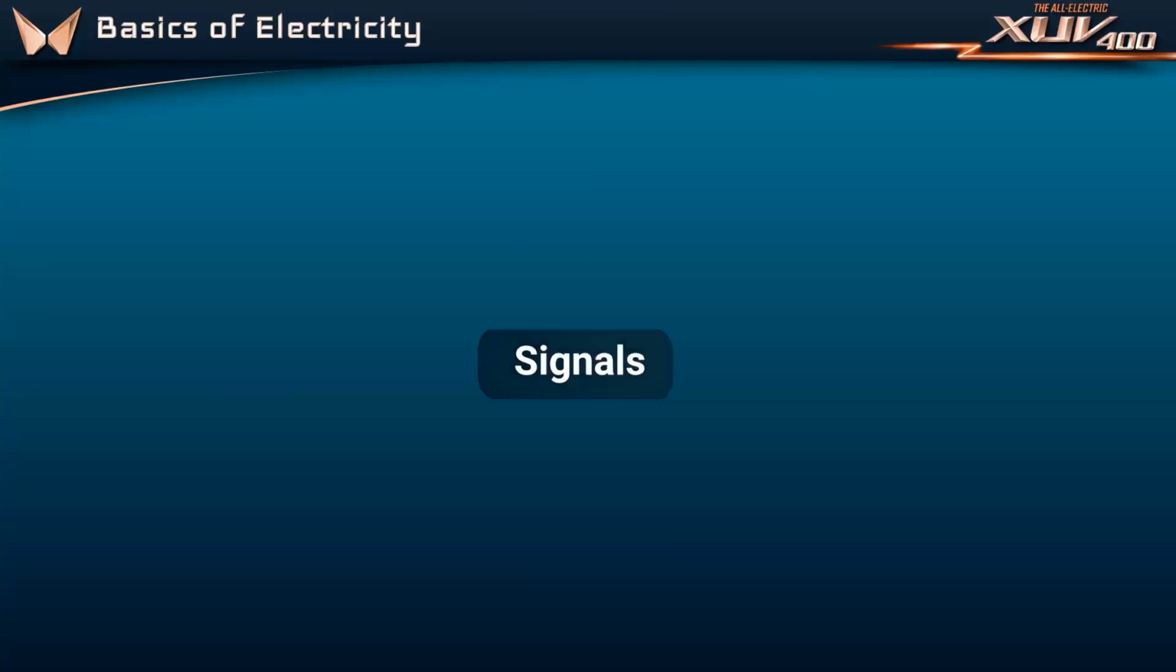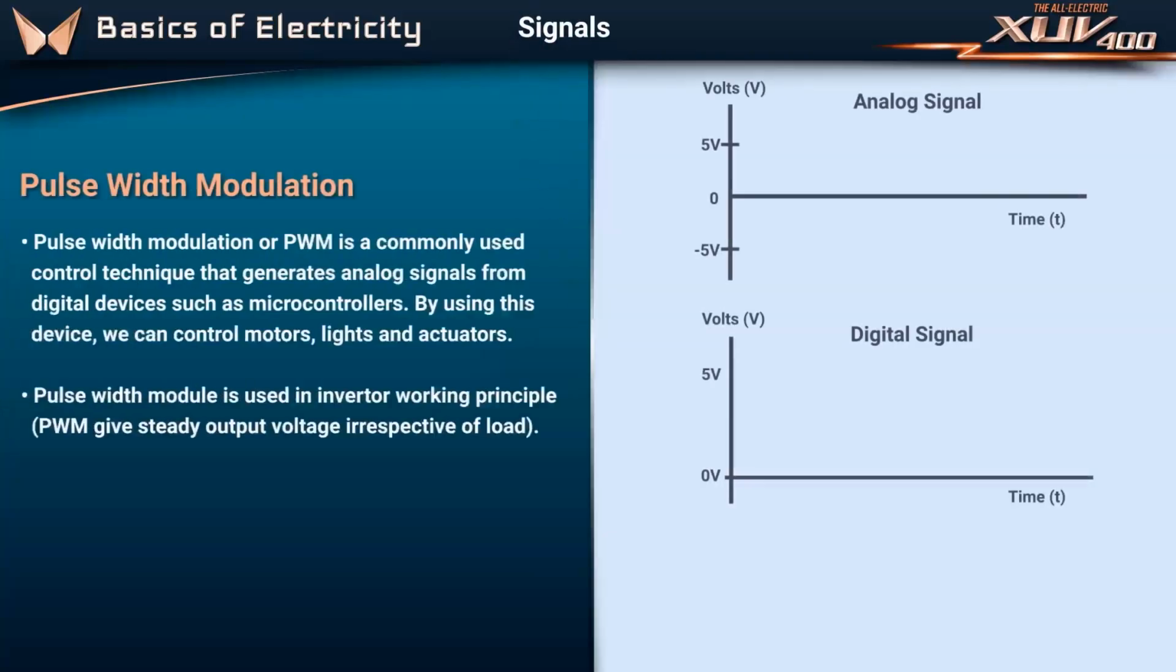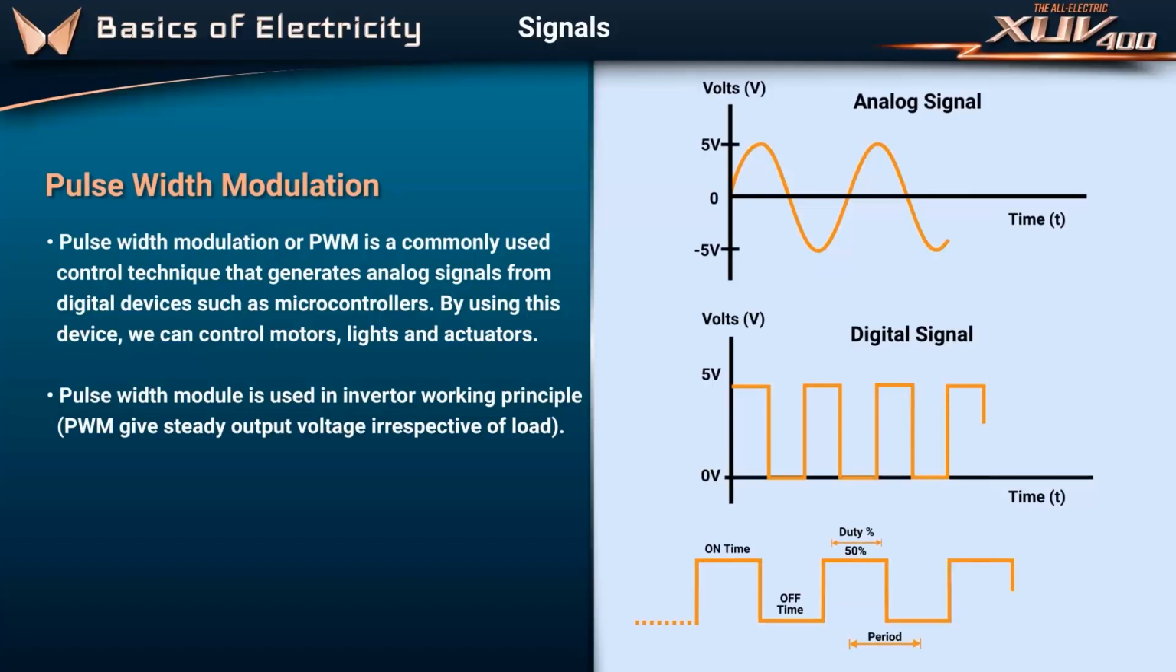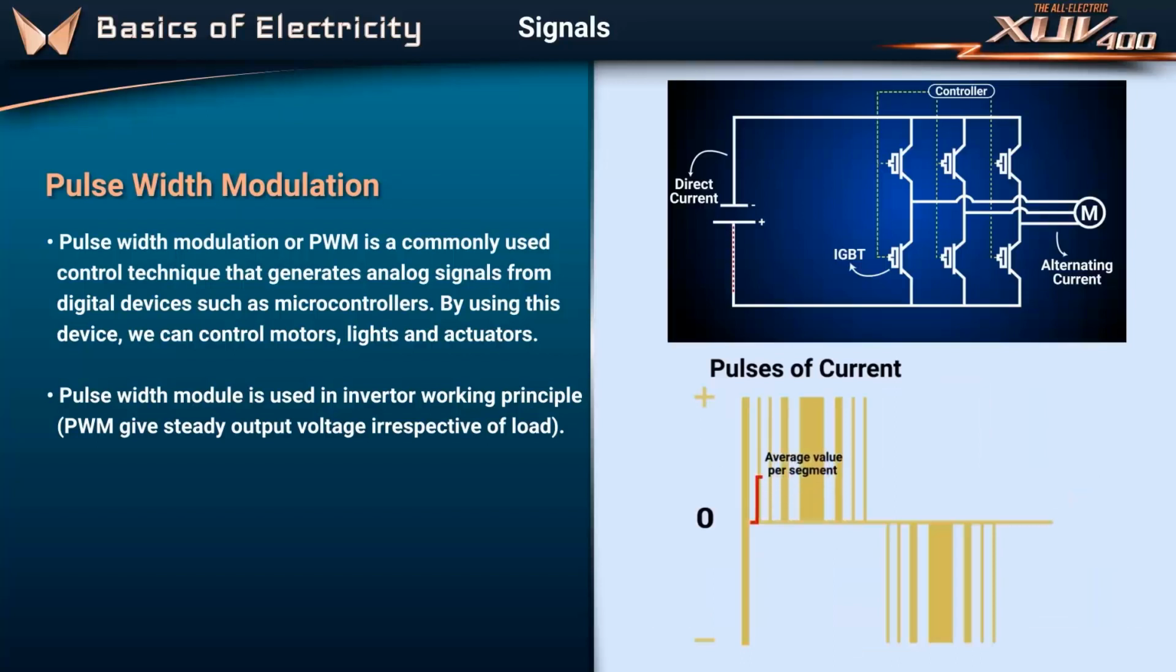Signals. Pulse width modulation. Pulse width modulation, or PWM, is a commonly used control technique that generates analog signals from digital devices such as microcontrollers. By using this, we can control motors, lights and actuators. Pulse width modulation is used in the inverter working principle.